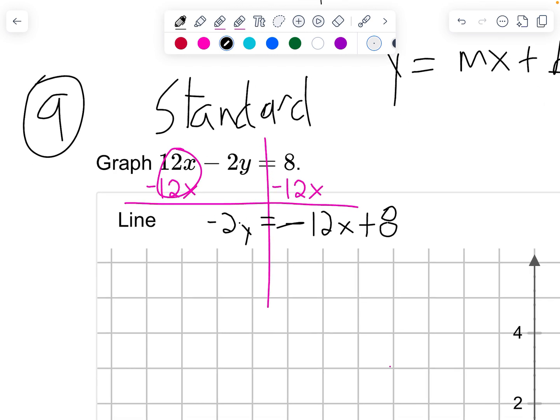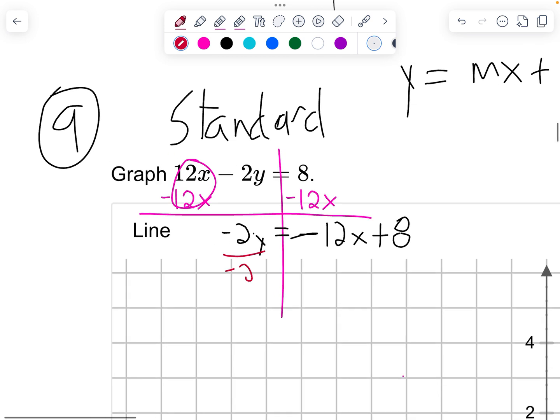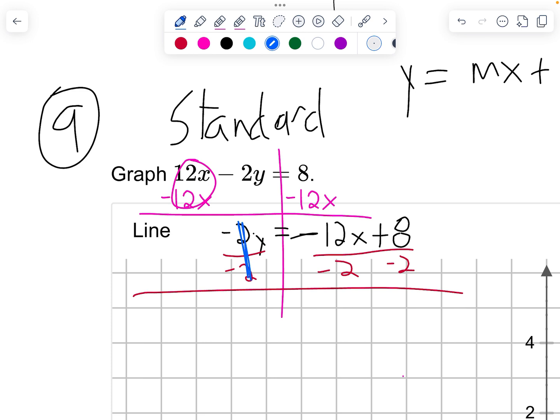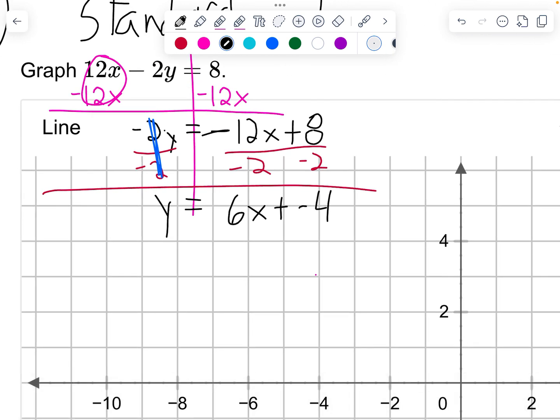Okay, so let's finish this up. Now what do I do? I got to get y by itself. I'm going to divide by negative 2. I'm going to divide by negative 2 for both sides. So this becomes 1 whole y all by itself. Negative 12 divided by negative 2 is positive 6. So it's 6x. Plus 8 divided by negative 2 is negative 4. So you could write it minus 4. So there is your equation.